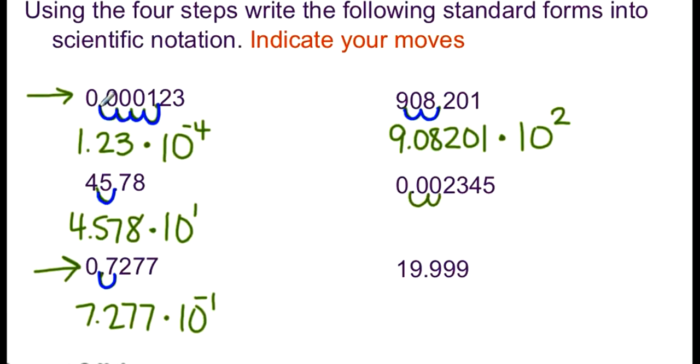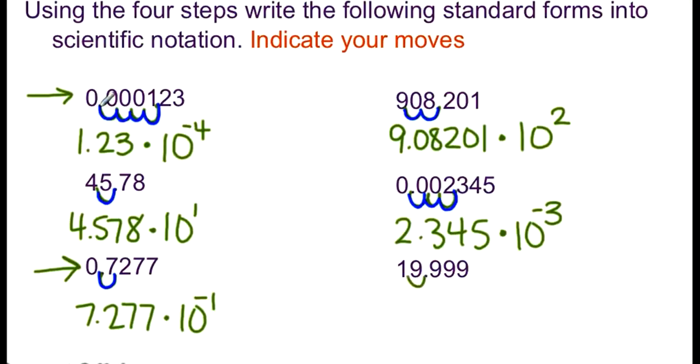Moving my decimal 3 spots this time to the right because 2.345 is in between 1 and 10. I'm going to multiply it by 10. I'm going to have an exponent of 3 because I had 3 bubbles. And my exponent is going to be negative because my original number was less than 1.